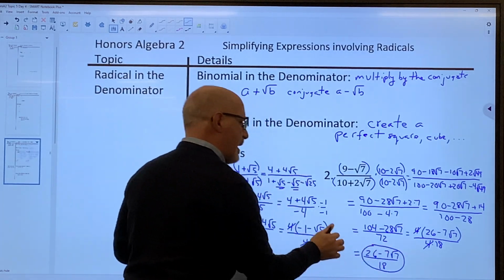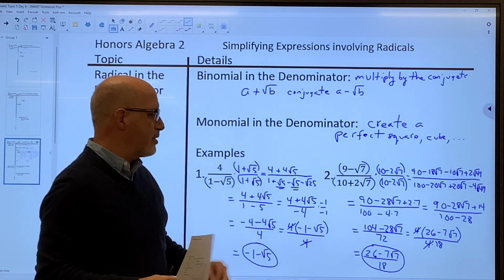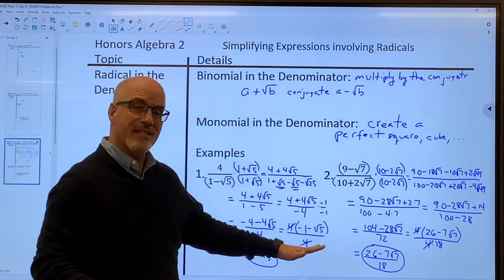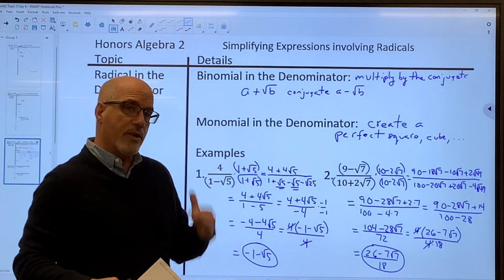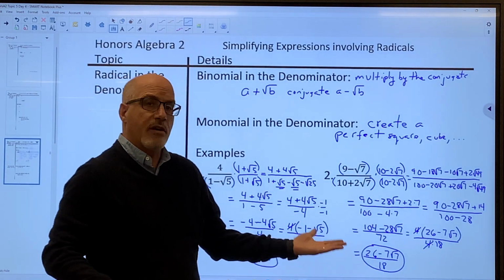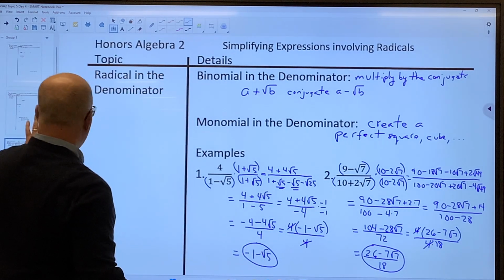Now some of you might ask, why don't you separate it like we did with complex numbers? Well, with radicals we don't need to separate it, because with complex numbers, you want a real part separated from the imaginary part. There is no imaginary part here. So you don't have to separate out the radicals in the numerator.